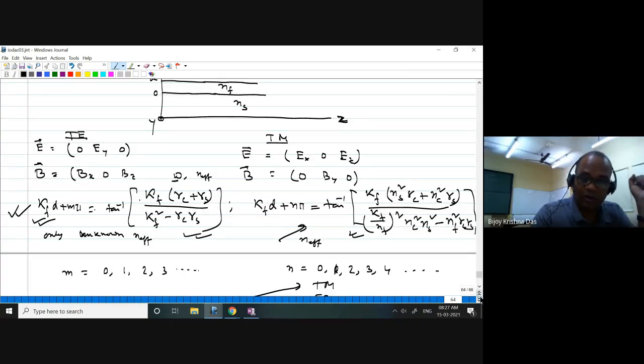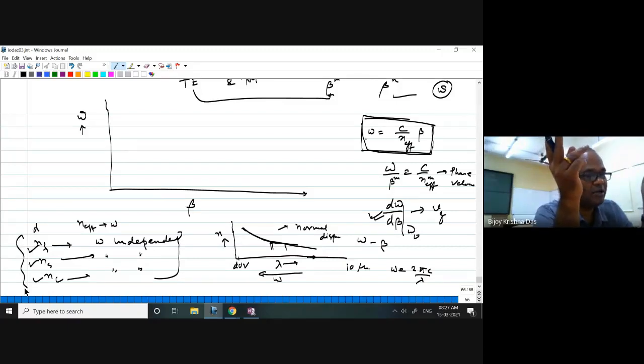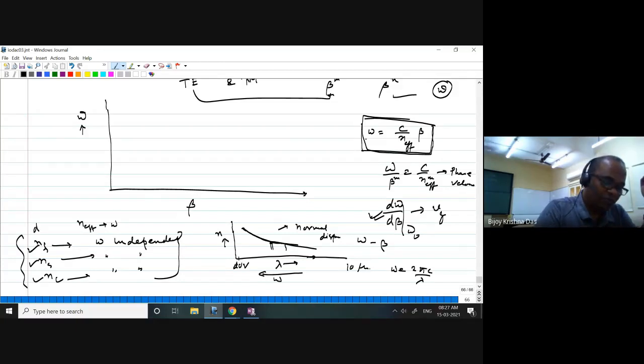Even though my assumption is that material dispersion is absent, in spite of that, N effective is omega dependent. That can be dispersive. So that is called waveguide dispersion. Okay, there is one called material dispersion.